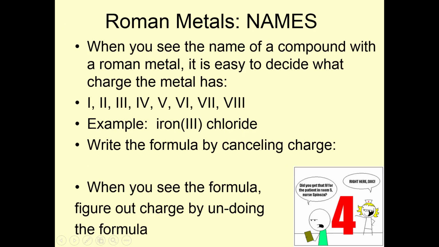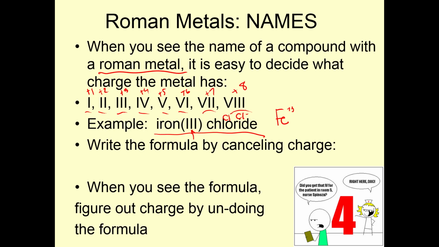Okay. Let's try some more, or let's find out about Roman metals. When you see the name of a compound with a Roman metal, so that's a metal that's not always the same charge, the name tells you the charge the metal has. You'll see a Roman numeral: 1, 2, 3, 4, 5, 6, 7, 8. Right? Oh, look, here's a name, iron 3 chloride. The symbol for iron is Fe. The symbol for chloride is Cl with a -1. But if I look on the periodic table, I can't find iron's charge, so I have to use this, +3.